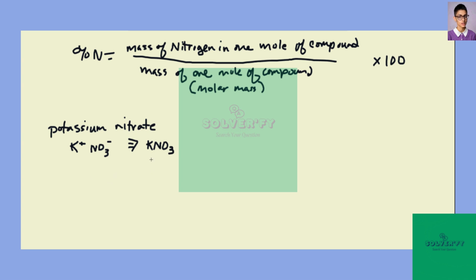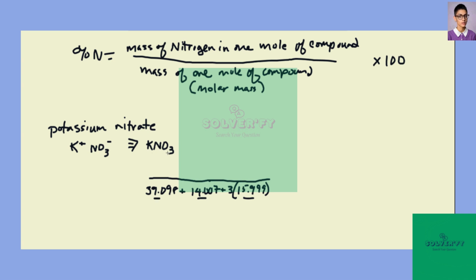If we find the molar mass of potassium nitrate, it's the mass of potassium, which we find on the periodic table, 39.098, plus the mass of nitrogen, 14.007, plus 3 times the mass of oxygen, or 15.999. So those numbers all are the atomic masses found on the periodic table.